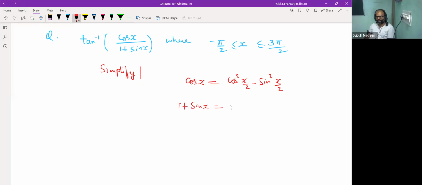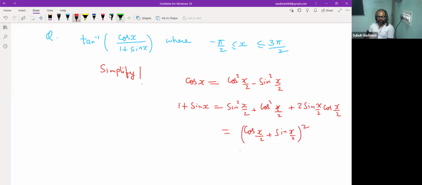Similarly, 1 plus sin x is sin square x by 2 plus cos square x by 2, which becomes 1, plus sin x can be written as 2 sin x by 2 into cos x by 2, which is sin x. So this becomes sin x by 2 plus cos x by 2 whole square. So the numerator which is given there, you have to write it like this. Denominator which is given there, you have to write it like this and then proceed.